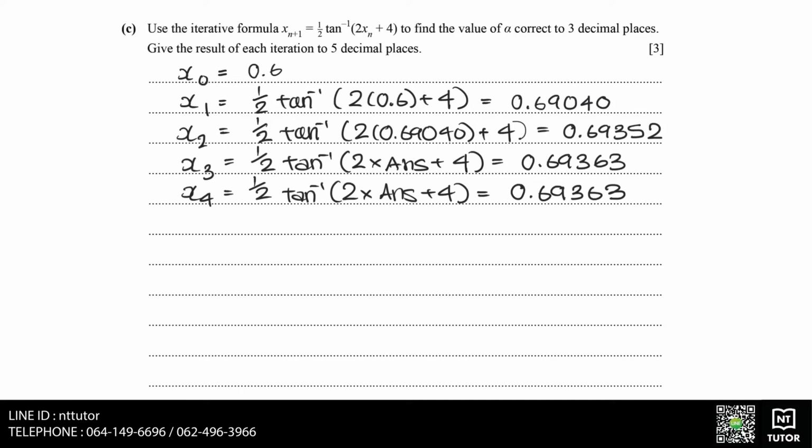The question wants alpha to 3 decimal places. So once the iterations have the same 4 decimal places, so x3 and x4 have the same 4 decimal places, we can stop there and we can round the answer to 3 decimal places. So alpha equals 0.694 to 3 decimal places.